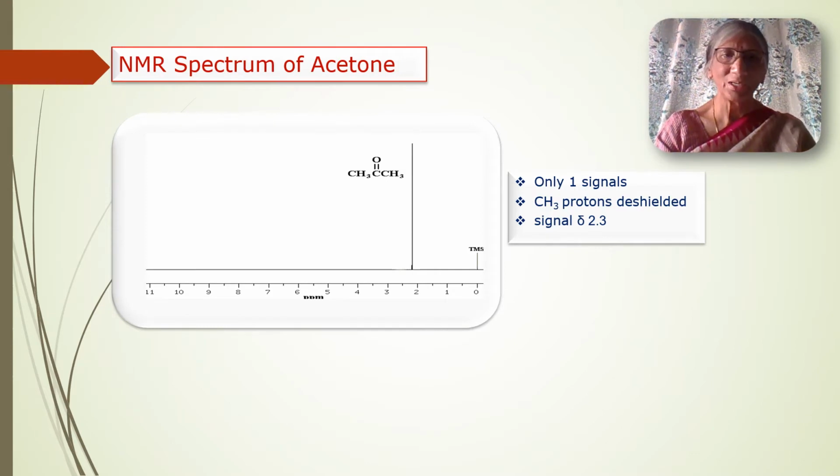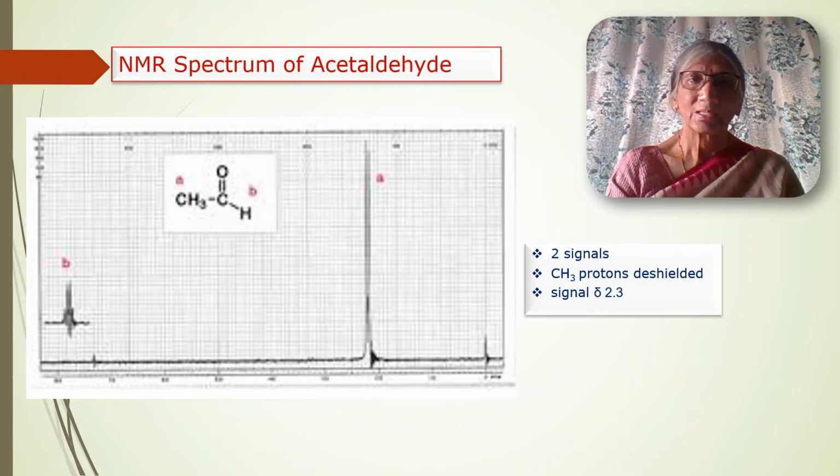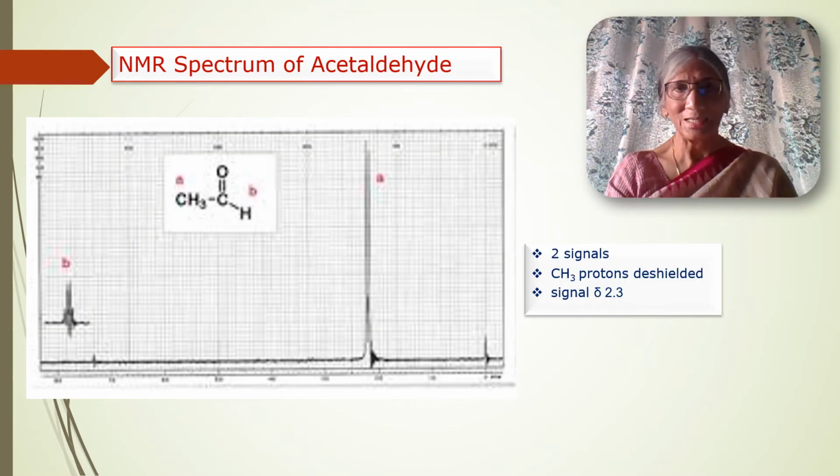Now look at the NMR spectrum of acetone. There are two methyl groups and all the 6 protons are equivalent, therefore we see only one signal, and because of the anisotropic effect of the carbonyl group, methyl protons are de-shielded protons, and the signal is seen at delta 2.3 in place of 0.9 delta. So this indicates that the methyl protons in the case of acetone are de-shielded protons. This is the NMR spectrum of acetaldehyde.